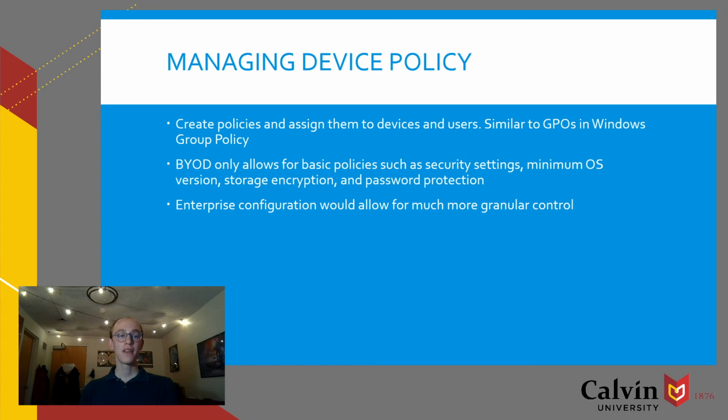When you're managing device policy, you create policy objects and assign them to devices and users. This is pretty much identical to what you would do with GPOs in Windows group policy, as we saw earlier in class. When you're doing BYOD, you only get access to basic policies such as security settings, minimum OS version, storage encryption, and password protection requirements. That makes sense because your devices are owned by your users, so you can't really manage stuff that they have control over, but you can set a baseline so that your data is protected by a baseline security.